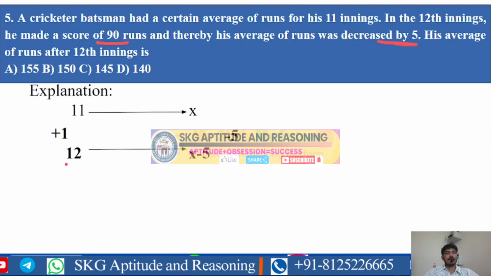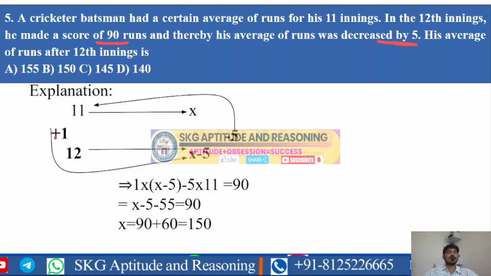So after the 12 innings, the average was now X minus 5. Now what we need to find is the average after the 12th innings. So 1 into X minus 5 minus 5 into 11 will be equal to the 12th innings runs. How many runs did he make in the 12th innings? He made 90 runs. So 1 into X minus 5 minus 5 into 11 equals 90. If we simplify this equation, we get the X value as 150. So his average of runs after the 12th innings was 150, which is presented in option B. I hope you are clear with this explanation.